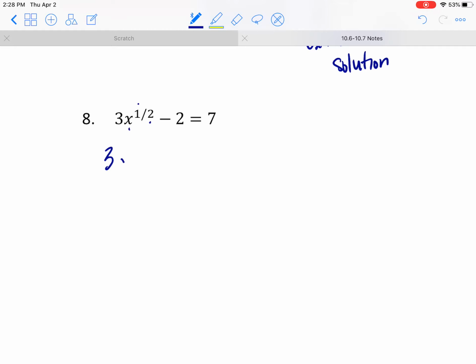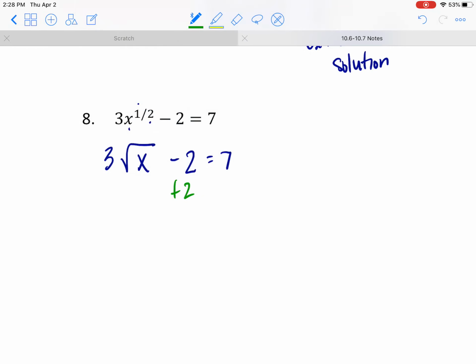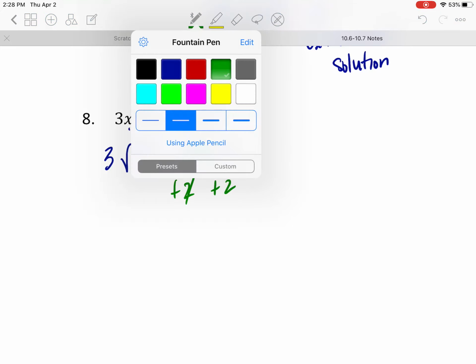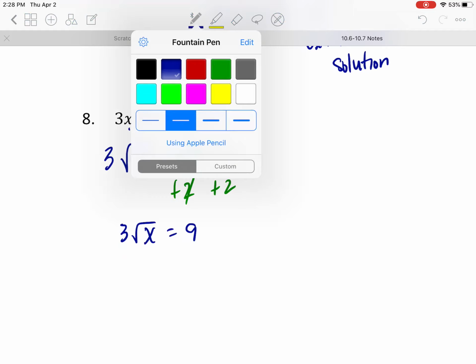Same thing here. Now be careful when you rewrite this one. The 1/2 power applies only to the x. So the 3 is a coefficient, it's got to stay a coefficient. This is really 3 times the square root of x to the 1st. So 3 times the square root of x to the 1st. And then we have a -2 and an equal 7. So make sure the 3 and the -2 are not in the radical. The 1/2 power does not apply to those terms.